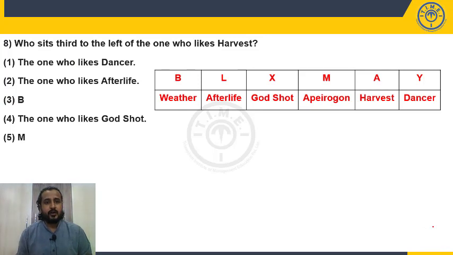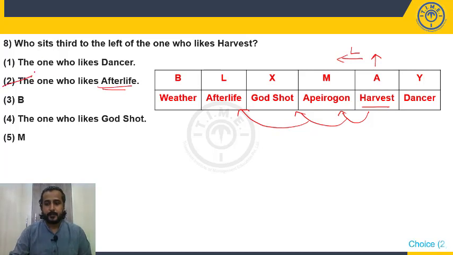Now, who is third to the left of the one who likes harvest? So here is the harvest. Now, we know persons are facing towards north, so this will be the left hand side. Your left will be that person's left and your right will be that person's right. First left, second left, third left. So who is there in third left? The one who likes afterlife, or L. So choice 2 is my answer.